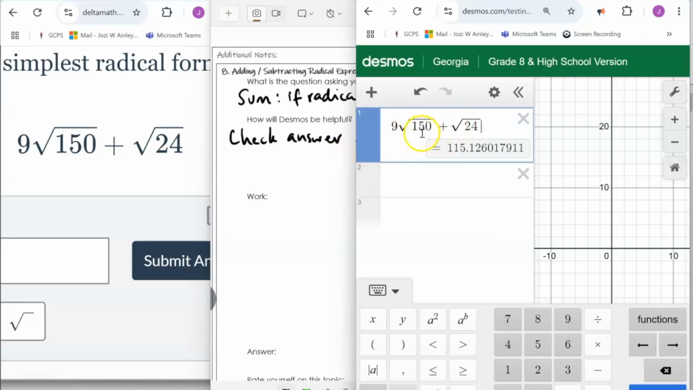Please make sure, and I keep saying this, that you copy it exactly. The radical should not go over the whole thing. It should be looking just like that. So my answer is 115.12, and as long as it stays like this as I'm doing it, I'm doing it correctly.